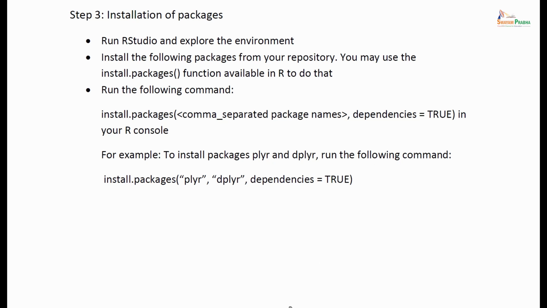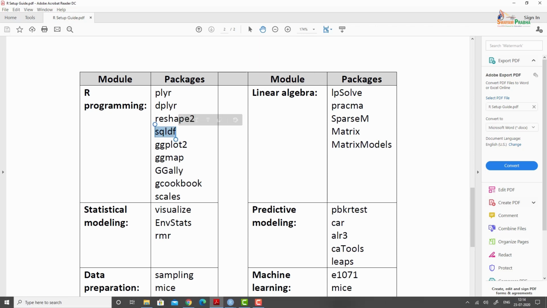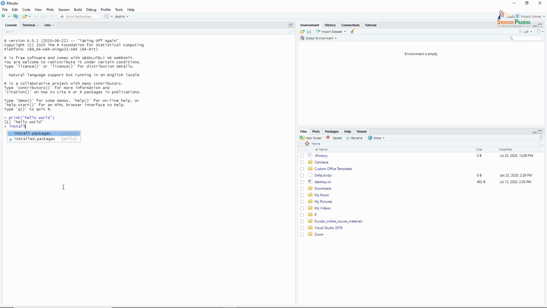Now I'll show you how to install the packages using this command in R. There are a set of packages that need to be installed for this course. All the packages have been listed in a table. For example, in the R programming module, we will be requiring all these packages. Since I already have the first 3 packages, I'll show you how to install sqldf. You have to use the command install.packages. Inside the double quotes, I'm giving sqldf, and after the comma, dependencies equal to TRUE. Place your cursor at the end of the line and then press enter.